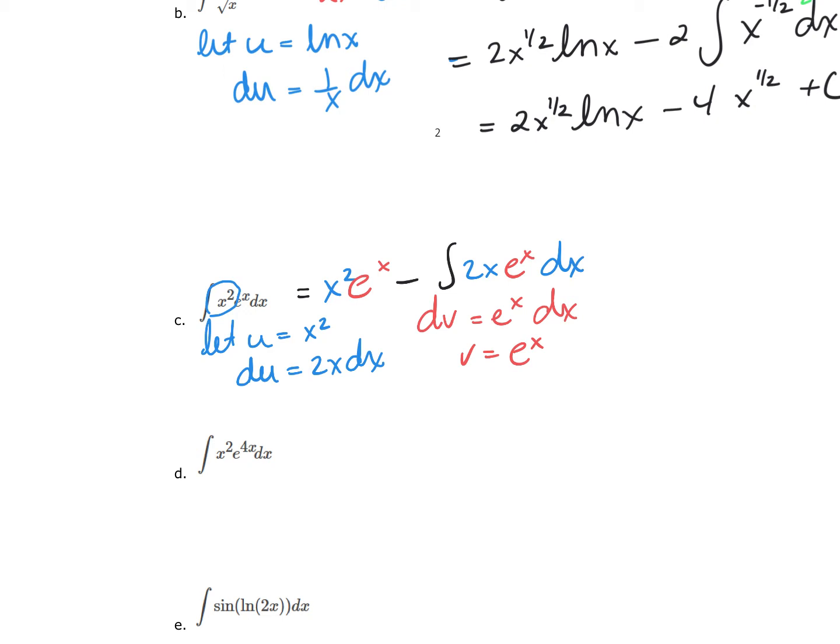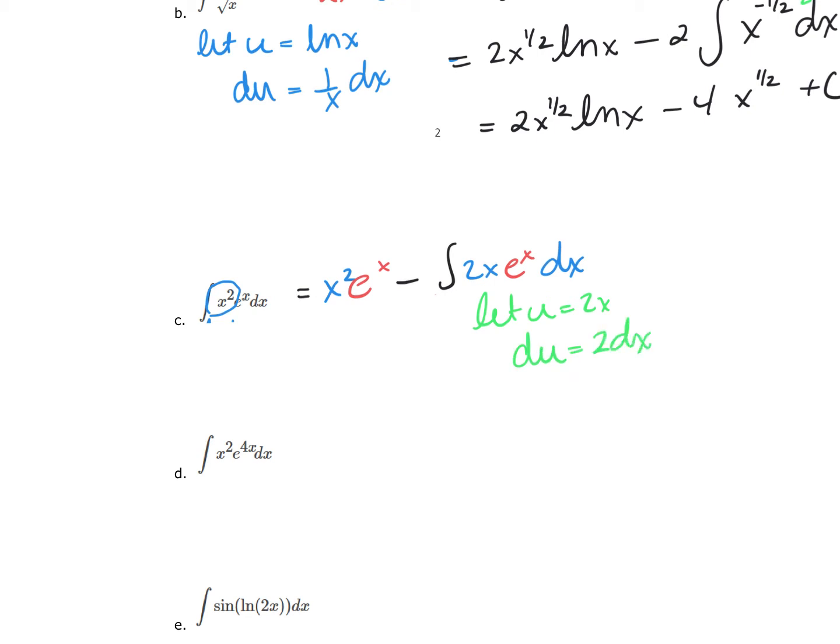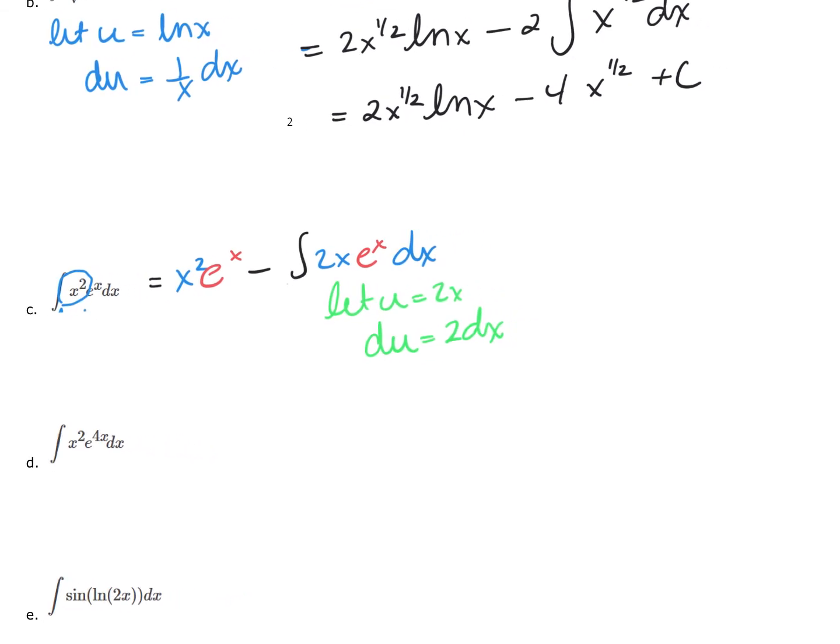Excuse me. Now, we're not done. We're going to have to do this again. So I'm just going to erase this because I'm going to have to do this uv again. Excuse me. I'm sorry about that. So now I'm going to do this again. I'm going to say, okay, let u equal 2x. du is equal to 2 dx. And I'm going to say, let dv equal e to the x dx. That means v equals e to the x all day long.